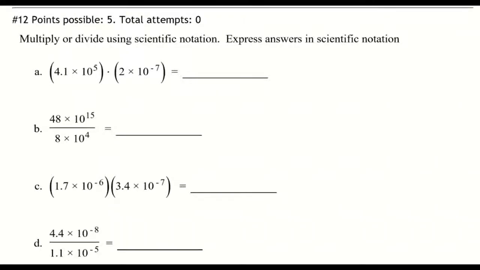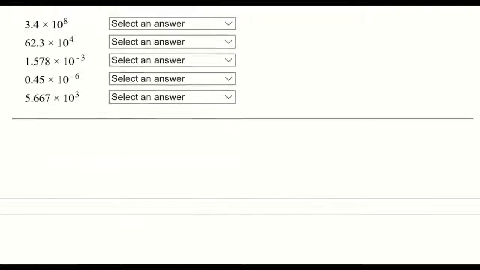When I'm multiplying and dividing, I would multiply or divide the numbers, so 4.1 times 2 is 8.2, and then I would look at the powers of 10. So 5 minus 7 is -2. Here I have 48 divided by 8, so 6, and then the exponents, remember we subtract them, so 15 minus 4 is 11.